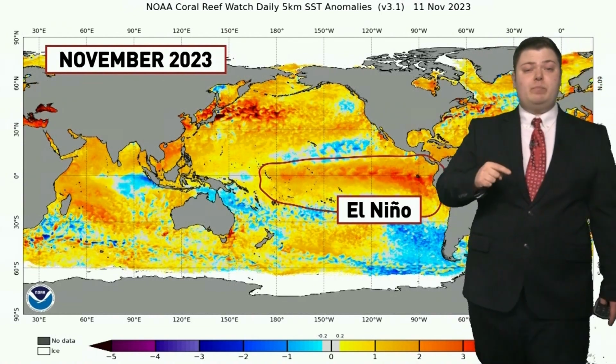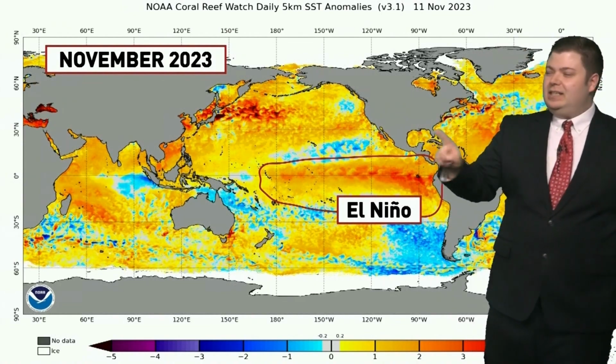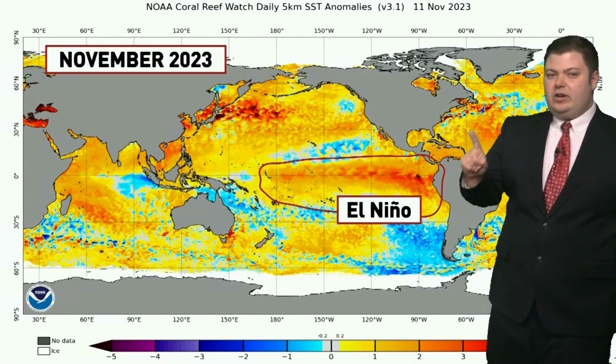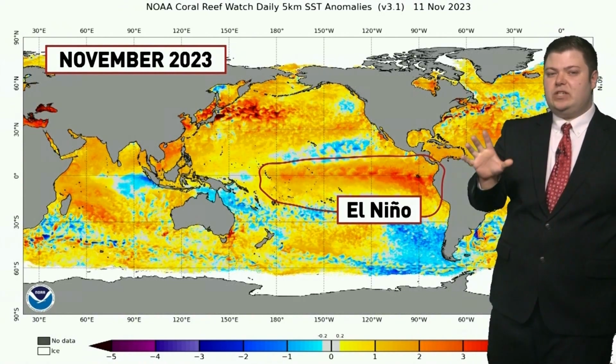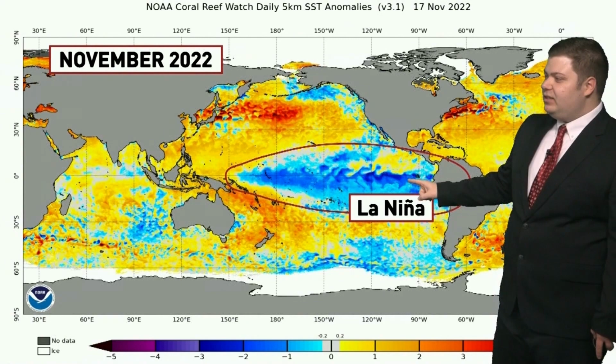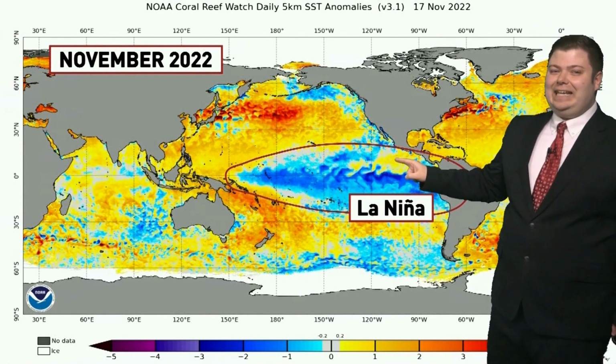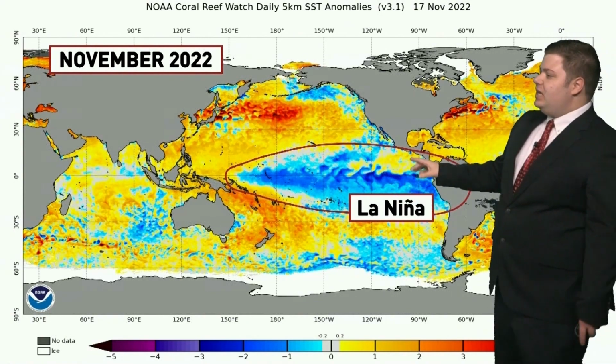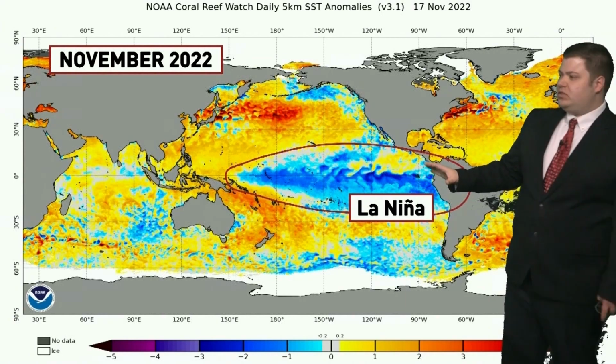Now, if you were to look back just a year ago, you can spot very easily how much of a difference we had just a year ago. Same location. Notice all the blue? That's La Nina conditions. That is below normal sea surface temperatures.